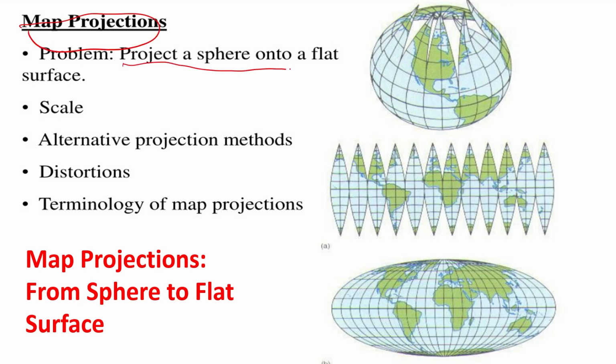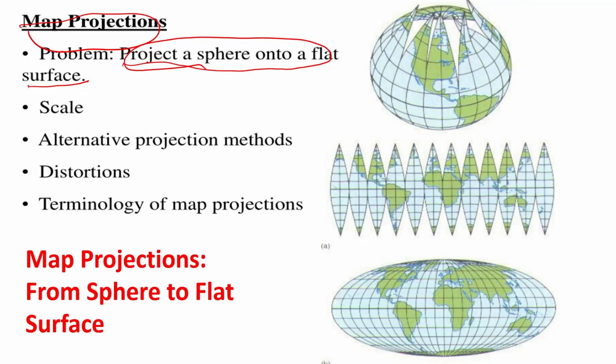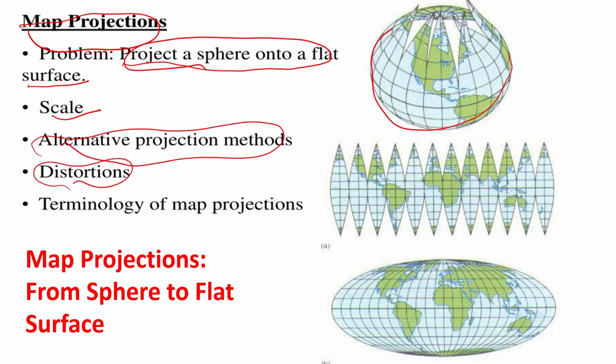You see, projection is projecting a sphere onto a flat surface. The simple definition is the transformation of the 3-dimensional spherical earth onto 2-dimensional space, very simple. When you do it, you will see the scale, and you have to think about different types of projection methods, and distortions will be there, and a lot of other things will be there. This is a 3-dimensional space, and it is transformed into 2-dimensional space. We all see only on paper, only 2 dimensions. It is very difficult to transform 3D to 2D.